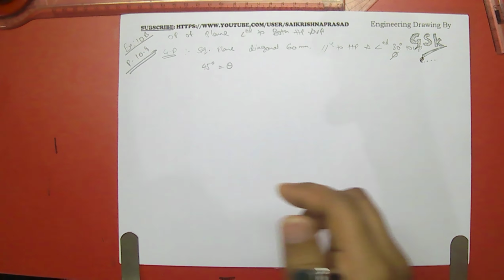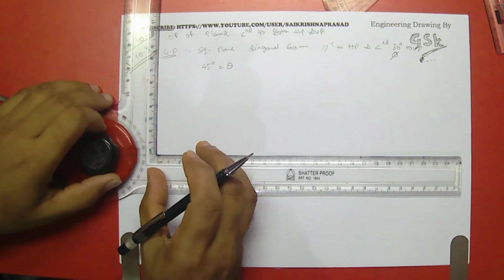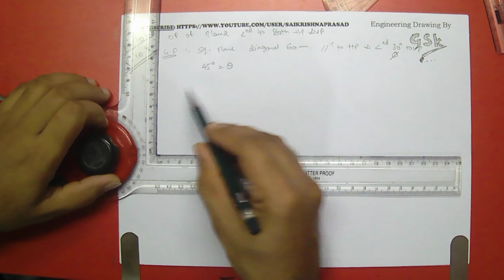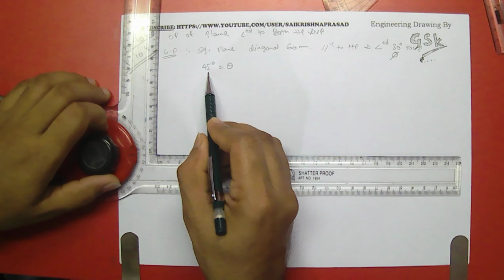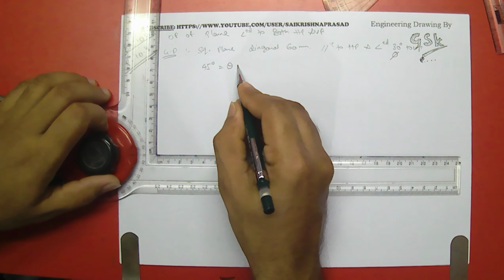So this is a three-stage problem. In the first stage we have to assume one of the given angles to be 0. I am assuming theta is equal to 0, so I can draw the true shape of the square on the top view, because whatever angle we make to the HP, the true shape can be seen on top, that is on HP, so that comes as the top view.